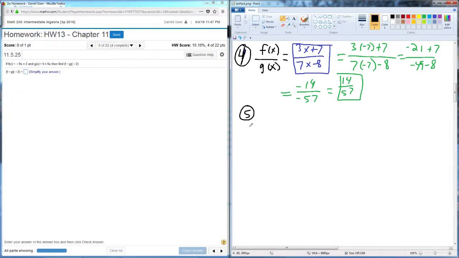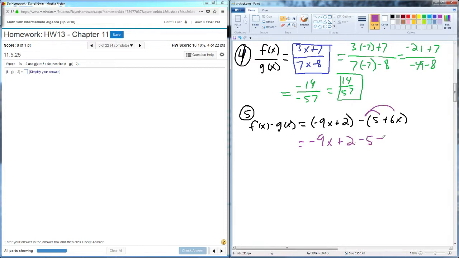Number 5, difference. So this is going to be f of x minus g of x, which is equal to negative 9x plus 2 minus 5 plus 6x. Use a different color here. Negative 9x plus 2. This negative is going to distribute. Negative 5 minus 6x. That negative distributes.